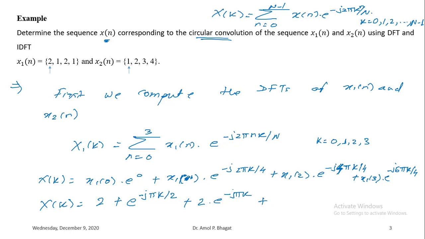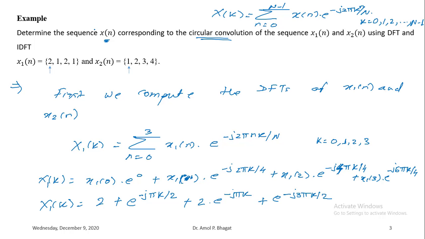Plus the value of x1 of 3 is 1 again, so it will be e to the power minus j 3 pi k by 2, correct? So this is nothing but what x1 of k is. This is the equation that we get here for x1 of k. Now you have to substitute the values of k equals 0, 1, 2 and 3 to get the value of x1 of 0, x1 of 1, x1 of 2 and x1 of 3.